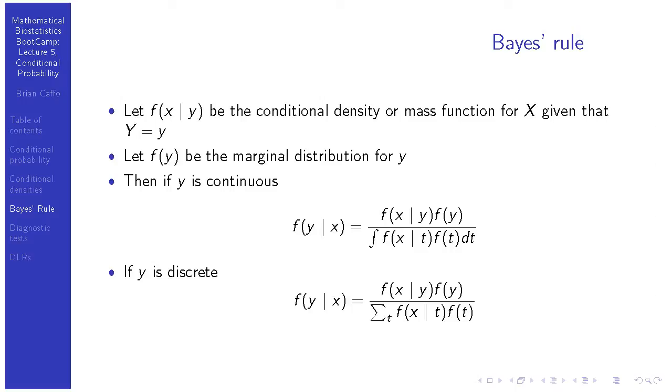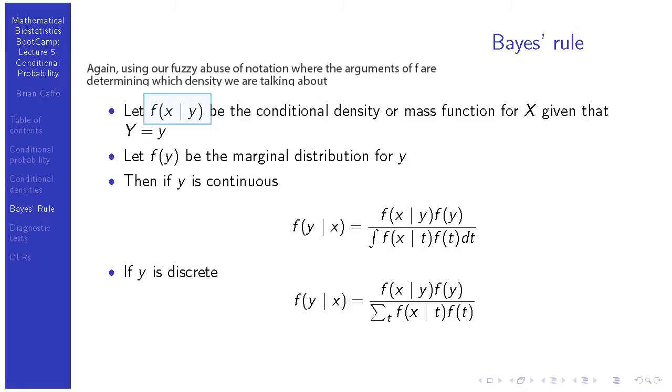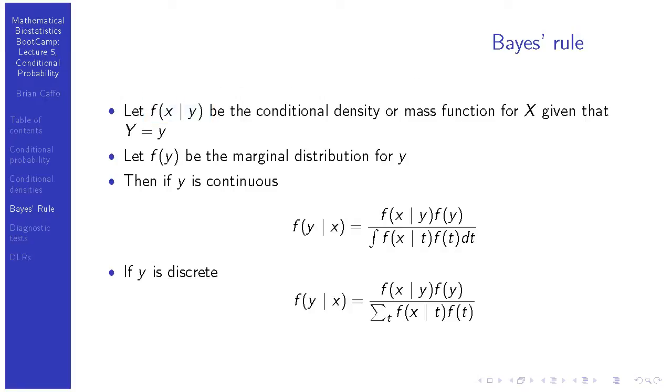I wanted to give the mathematical, the probability density and mass function version of it first. And then we'll talk about the kind of classical treatment with events. But let f of x given y be a conditional density or mass function for x given that y has occurred and has taken the value y, and f of y being the marginal density for y. Then if y is continuous, Bayes' rule basically says that f of y given x is f of x given y times f of y divided by the integral of f of x given t times f of t dt.